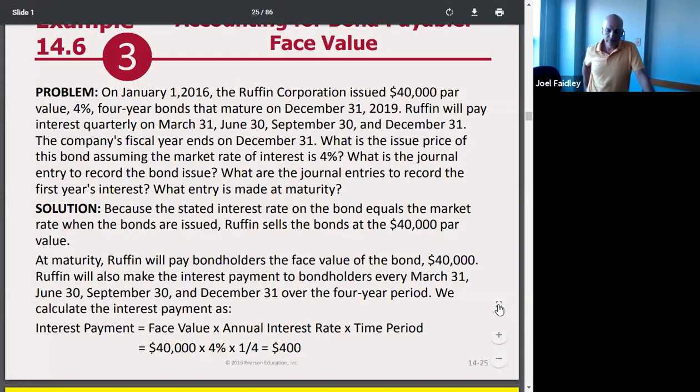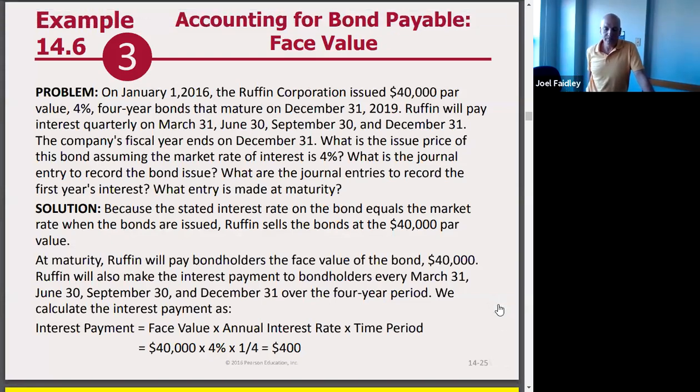Here we have Ruffin Corporation has $40,000 par value, 4% four-year bonds. So right off the bat, you see 4% of $40,000 is going to be the interest payment that I have to make. The bonds mature on December 31, 2019, paying interest quarterly, right? 4 times a year. March, June, September, December 31st, fiscal year ending December 31st. What is the issue price of the bond, assuming the market rate of interest is 4%?